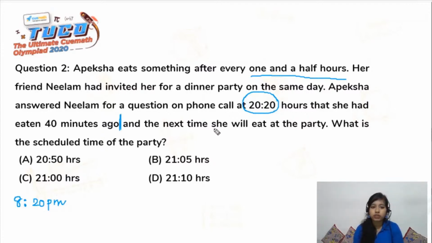Do not move further. 40 minutes ago from 8:20 p.m. would be how much? Any answers? It would be nothing but 7:40 p.m. Right? 7:50 is half an hour earlier. 7:40 is nothing but 40 minutes earlier. So that means she had her last meal at 7:40 p.m.